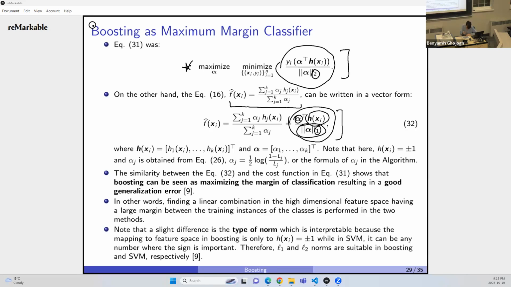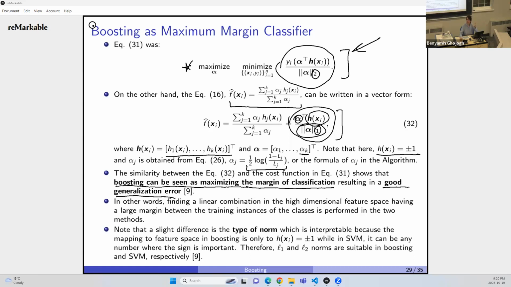So here also, h(xi) is +1 or -1. Here, the bold h is a vector of h, so the models, the K models. And every alpha here in AdaBoost is the formula of alpha in the algorithm, right? Now it shows that boosting can be seen as maximizing the margin of the classification as in SVM, resulting in good generalization error, but we are using L1 norm.